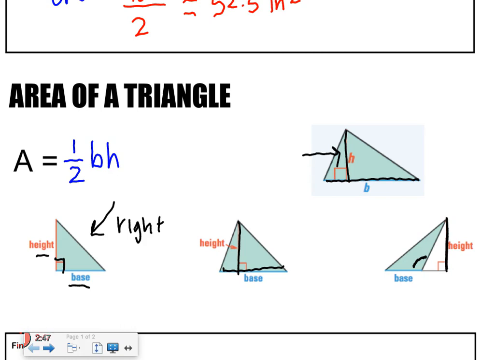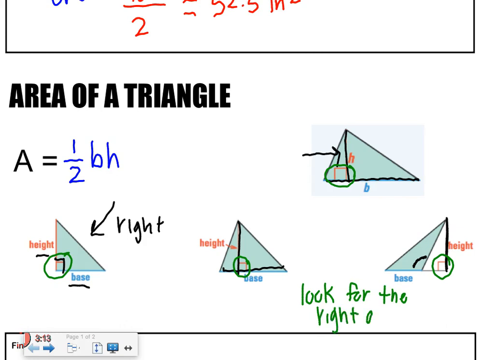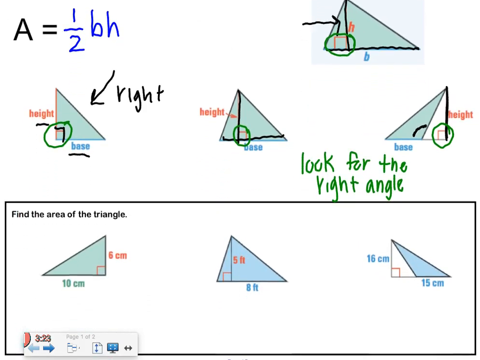But the key thing I want you to look at, what do all of these have in common? Your base and your height make a right angle. There's another right angle. And lastly, here's your right angle. So the key is to look for the right angle. Your base and your height make a right angle. Because in some of the problems, they'll give you more information and they're going to try to trick you, but you'll know which is which because the base and height make the right angle together.